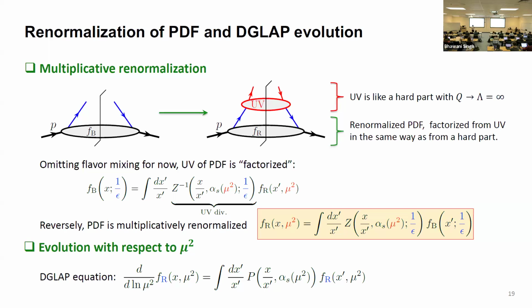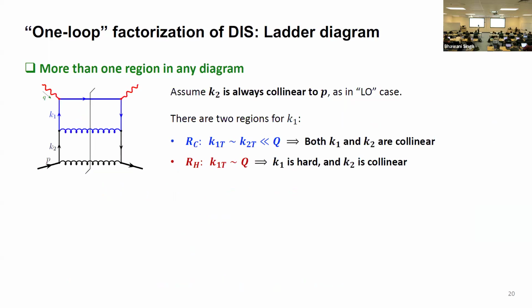The following slides are just to give you some idea about how we carry through the factorization beyond the leading order. We have seen only a box diagram, and now suppose we have another gluon exchanged here. It looks like a two-loop diagram, but I call it one loop, still in the same sense that we always suppose the lower part, K2, and the gluon line to be collinear with the incoming particle P. We assume this as in the leading order case.